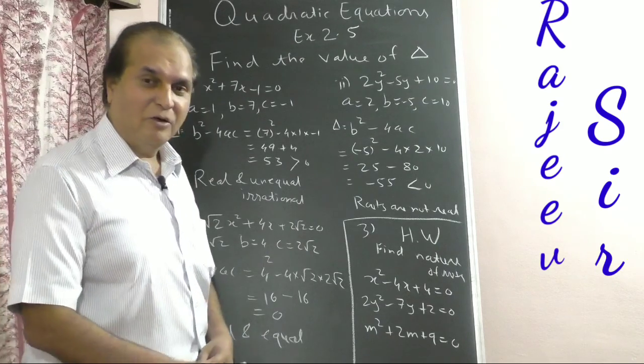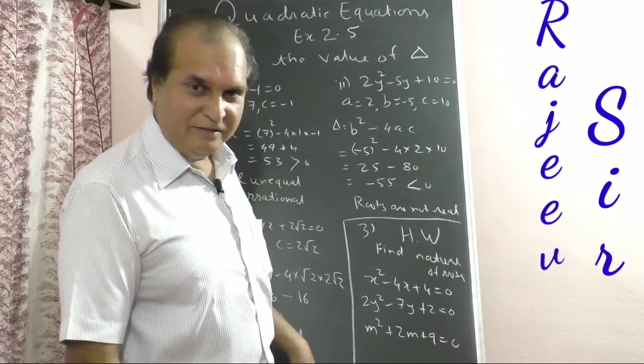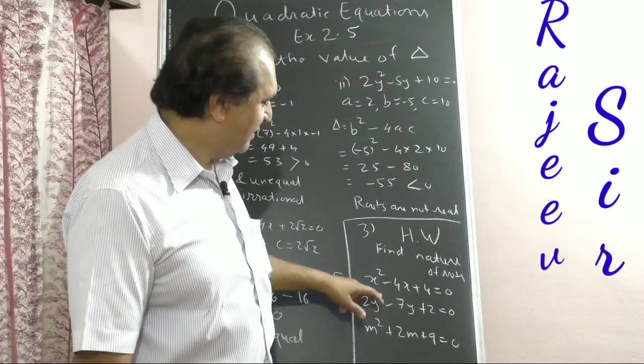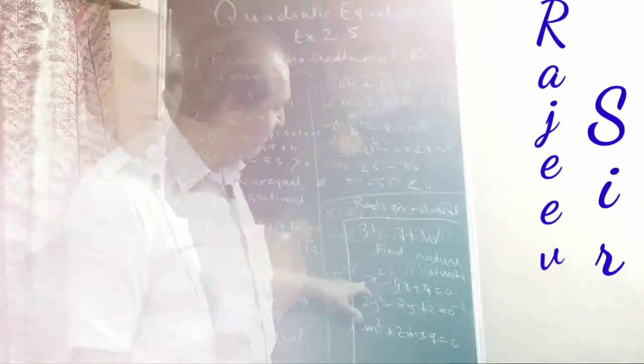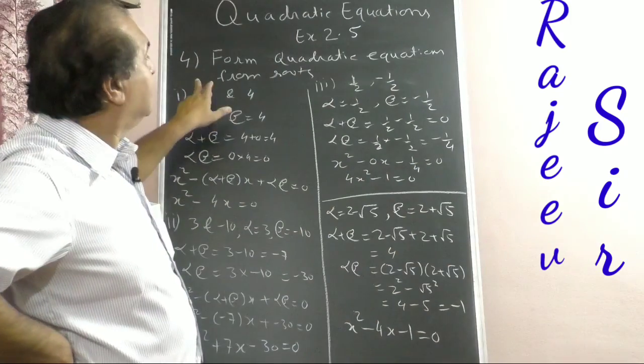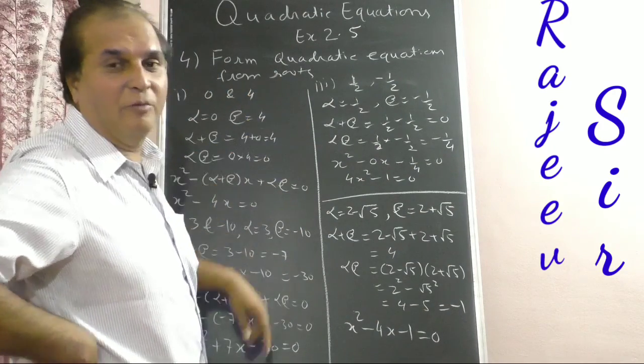So this I am giving you as homework. Question 3, the same sum. You understand? Find out a, b, c. Fourth: form the quadratic equation from the roots.